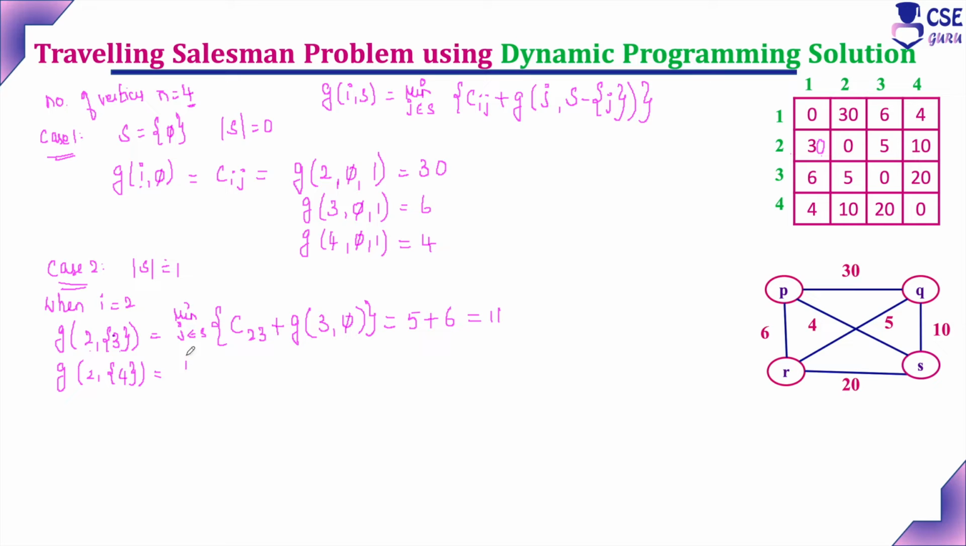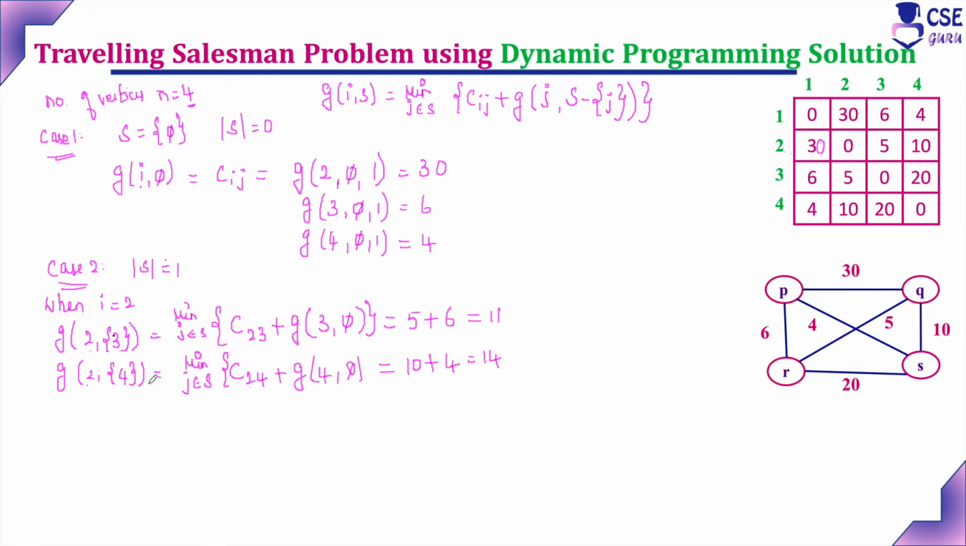For this one, this is minimum of J belongs to S, C 2 to 4. Currently he is visiting 2 and next he has to visit 4. Okay. Then G of J comma empty set. So J is 4 comma empty set. 2 to 4 cost is 10 plus 4 comma empty set, the value is 4. So he will get 14.